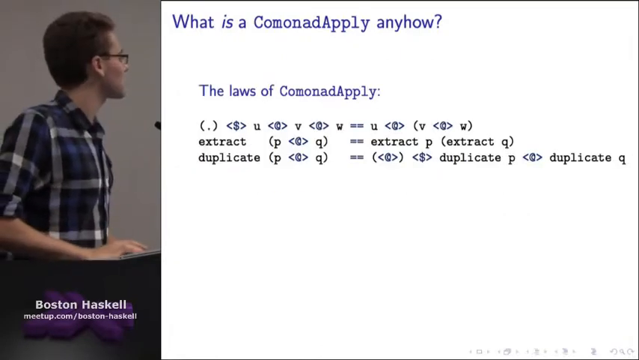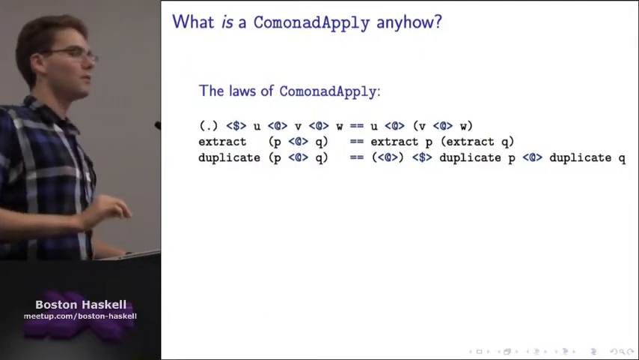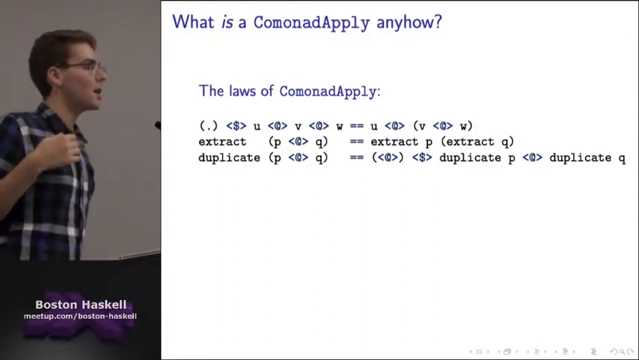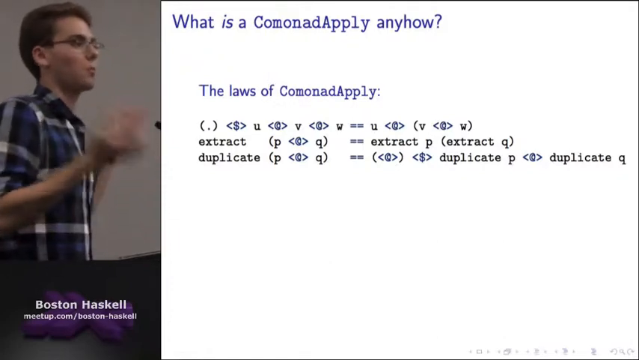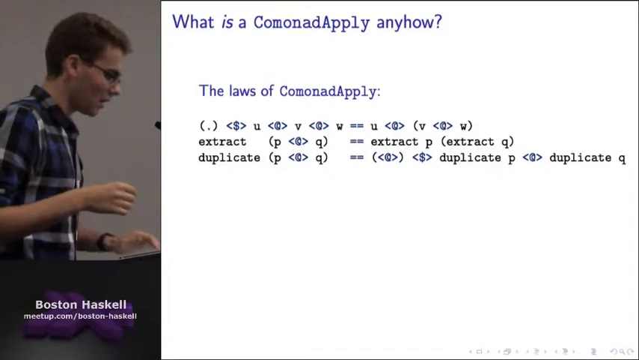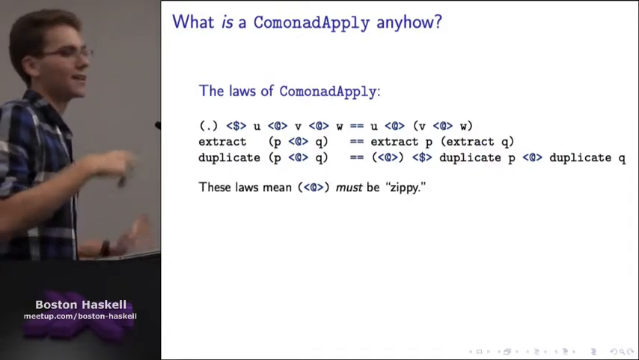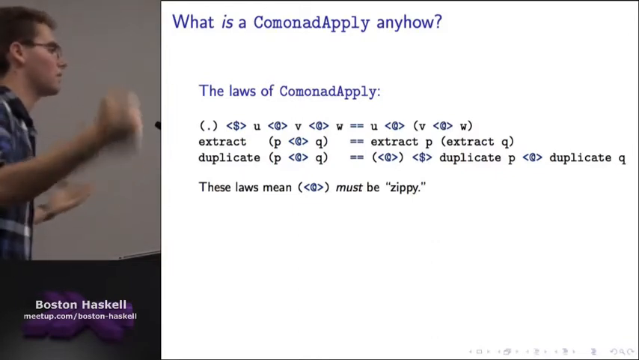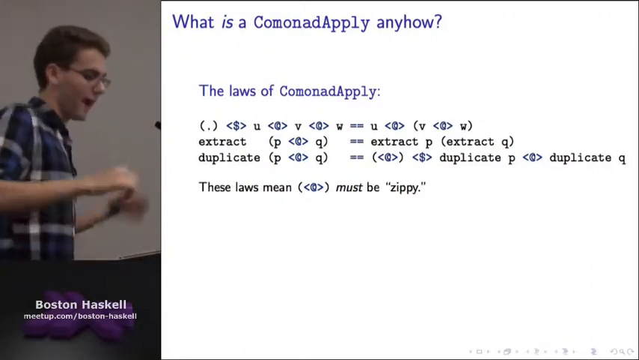And so this is what I wanted to... That's very similar to what I wanted to talk about here because in the applicative class, you can have an applicative instance for lists in two different ways. One that zips them together and one that takes their Cartesian products. But here, these laws imply that app for comonads has to be zippy in some sense. That you can't do the Cartesian product trick for comonadic apply.